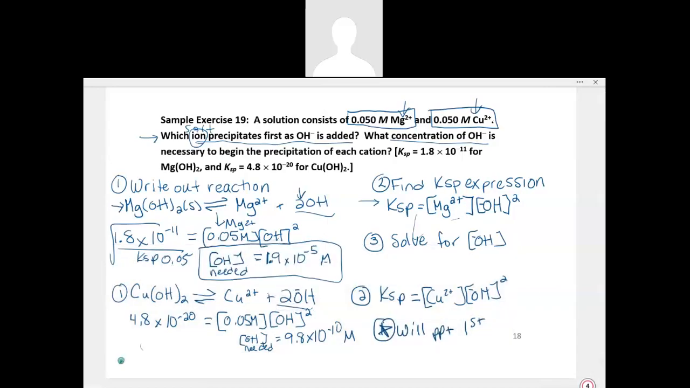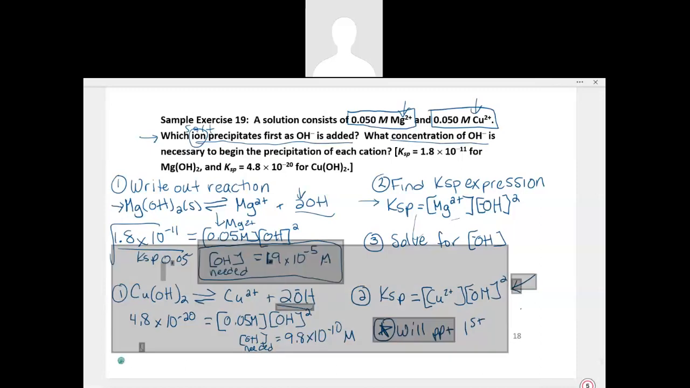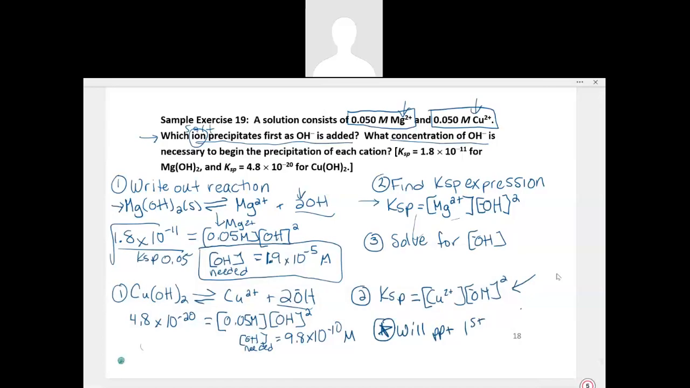Then we'll take a look down here. Now that we've solved for hydroxide for magnesium, we'll take a look at writing our copper hydroxide ionization equation first. Then in step 2, we have our KSP expression, so copper 2 plus times hydroxide squared. Then we're going to set our KSP value equal to our concentration of our copper 2 ions, and then times hydroxide squared. So again, I'm going to divide here by 0.05 and then take the square root. So in this case, I only need 9.8 times 10 to the negative 10th molar.